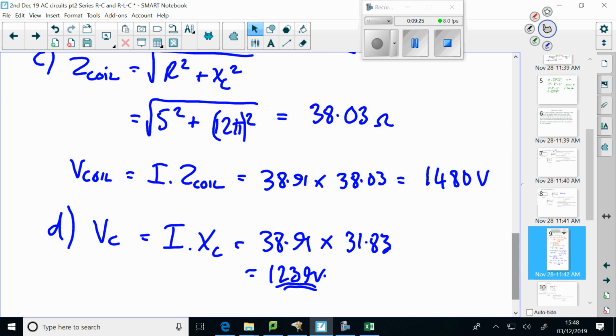We'll call that a day there, and we'll deal with RL parallel circuit and solving problems graphically at the beginning of next week's session. Alright?